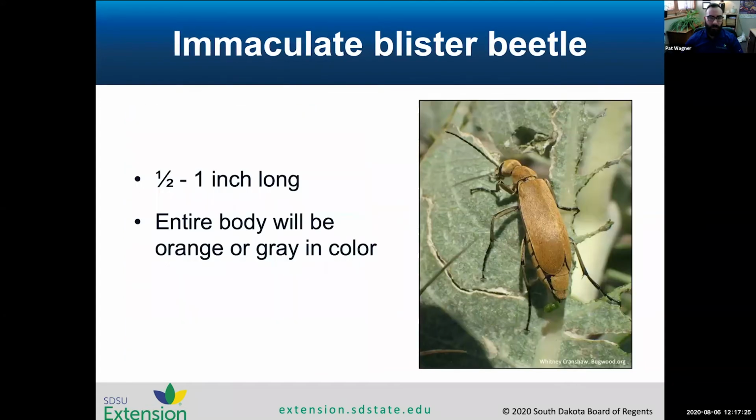So next is the Immaculate blister beetle. This is probably one of the largest here in South Dakota. They're anywhere from 1/2 to 1 inch long. And the whole body will be either this orange color, as you can see in the picture there, or they can be kind of a gray color as well. So there's a little bit of variation within this species in terms of color. Differentiating these from the Ashgray, just an easy way is that these Immaculate beetles are quite a bit bigger, more around that inch size when they're fully grown.